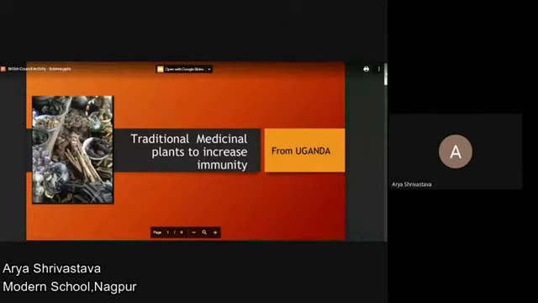Today, I am going to discuss the traditional medicinal plants used to boost immunity in Uganda. Uganda is a landlocked country in East Africa. Its abundant wildlife, snow-capped Rwenzori Mountains, and immense Lake Victoria prove the beauty of nature that encompasses Uganda.